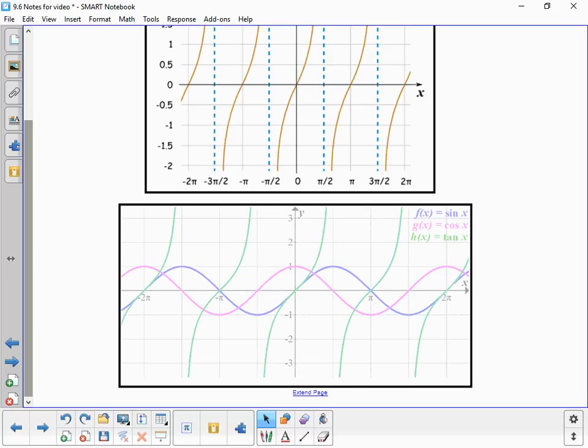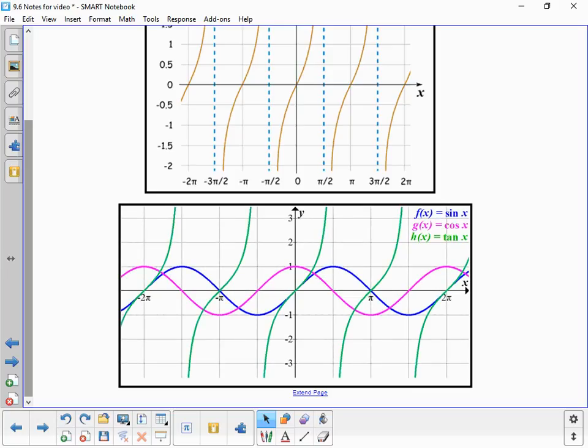And then here's a graph that shows all 3 functions together, the sine, the cosine, and the tangent. Isn't it pretty? So the tangent is shown in green.